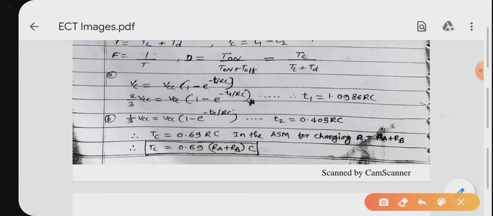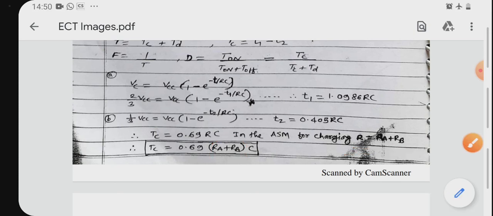So in an astable multivibrator, as I told you, the R is nothing but the combination of Ra plus Rb during charging. During the charging there are two resistors connected in series, Ra and Rb. So in the place of R we can put Ra plus Rb, and C as it is. So Tc is equal to 0.69 (Ra plus Rb) times C, which is the charging time.